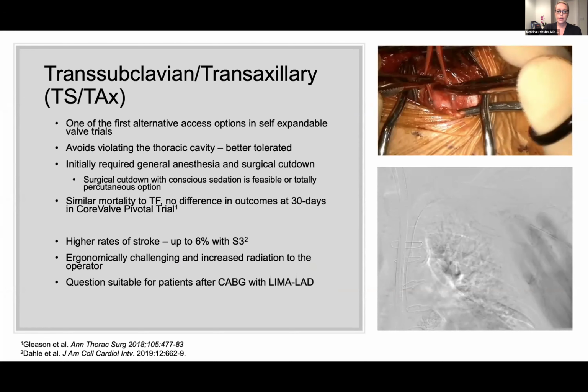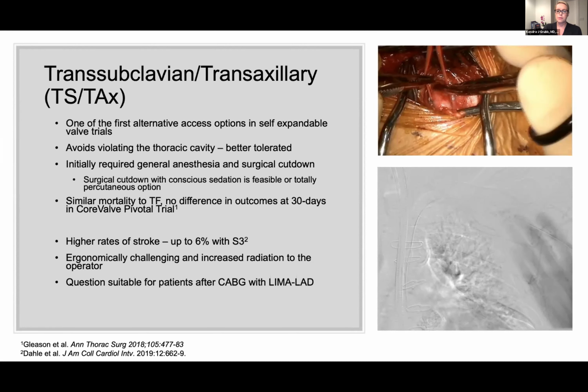And it's also ergonomically challenging as you're in a very odd position standing at the patient's shoulder, and there's increased radiation to the operator. As you can see here, as I'm attempting to close the arteriotomy, my hand is getting blasted by radiation. As you can imagine, so is my head. And so, yes, this is a feasible way to do this, but not ergonomically the same as a transfemoral.